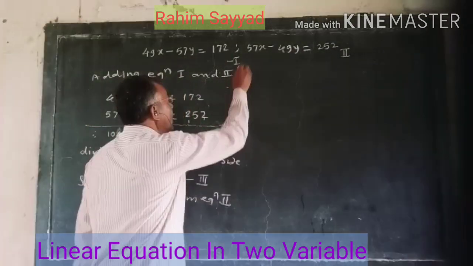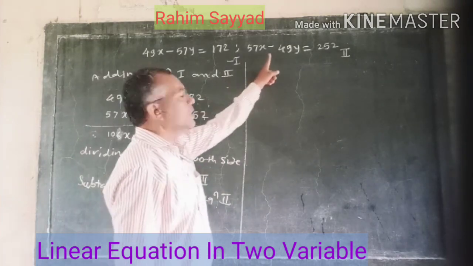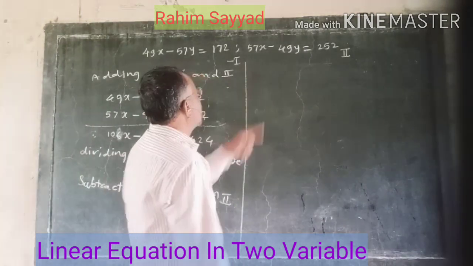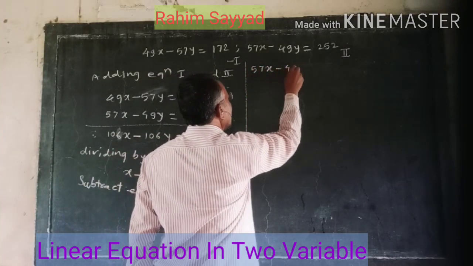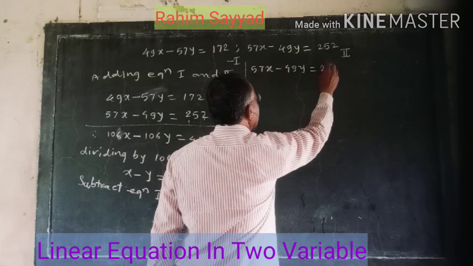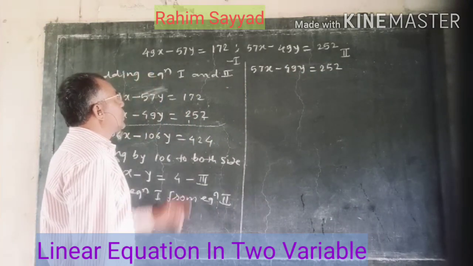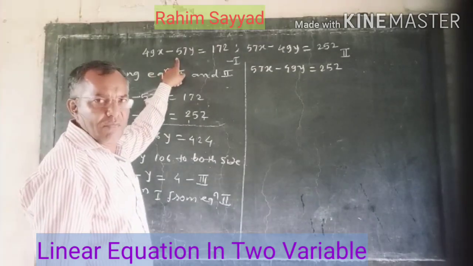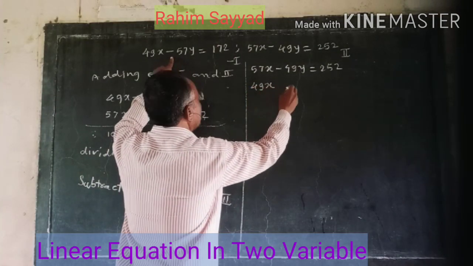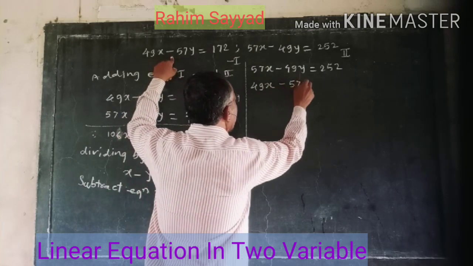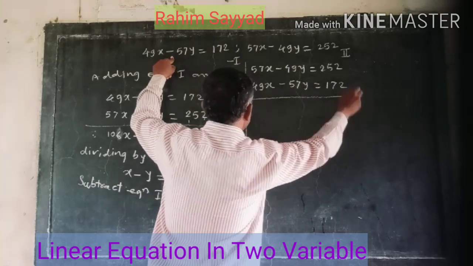Then I will write here one by one. At first we have to write the equation second, that is 57x minus 49y is equal to 252. And the first equation is 49x minus 57y is equal to 172.